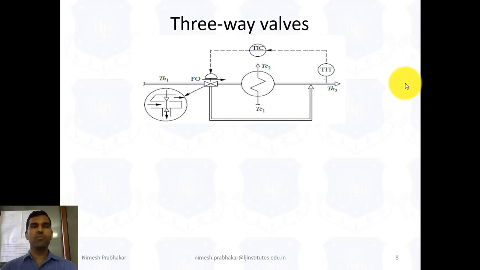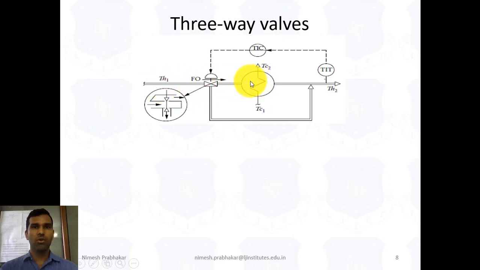So this is a simple symbolic figure of a three-way valve. This is the simple symbolic figure of the heat exchanger. Like this represents our heat exchanger. This circle represents the hot fluid.